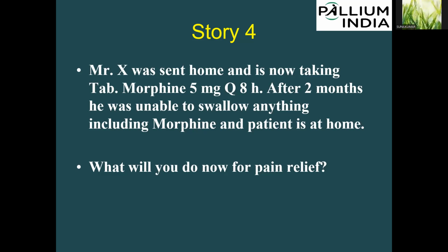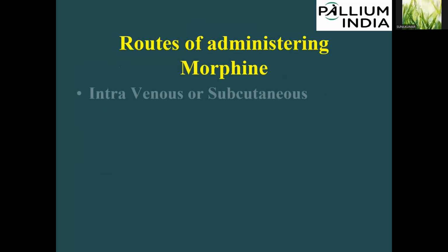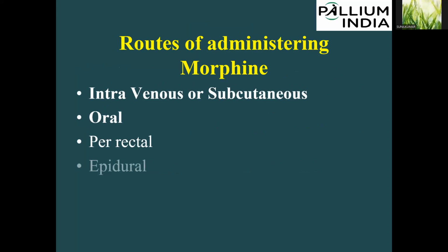Okay. So Sonia says rectal route. Thank you, Sonia. So we have to understand what are the routes through which we can give morphine. Oral morphine, intravenous or subcutaneous morphine. Then you can give morphine per rectally, epidurally, and intrathecally also. These are the routes through which you can administer morphine, and even intramuscularly.